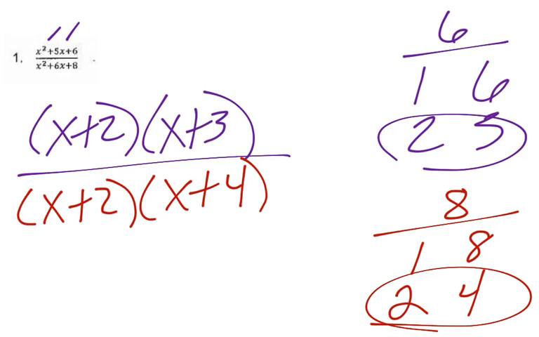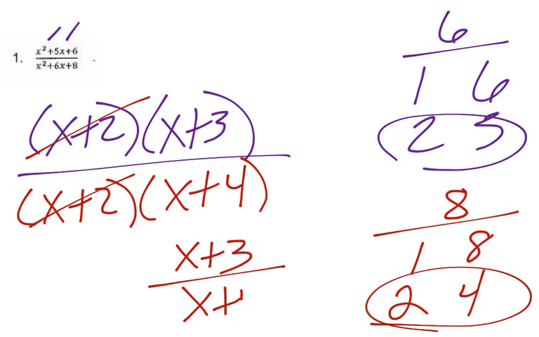You look for things that will cancel. Your x plus 2's will cancel. You cannot cancel these other x's because they are protected by the parentheses. So your answer is x plus 3 over x plus 4.